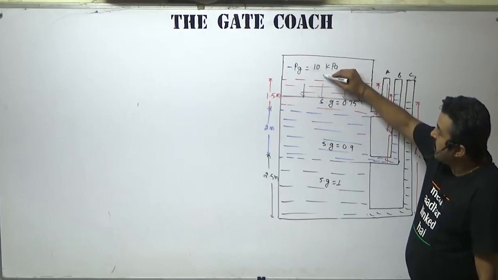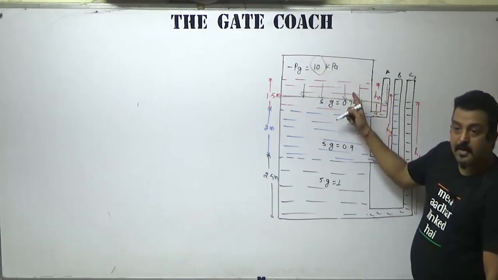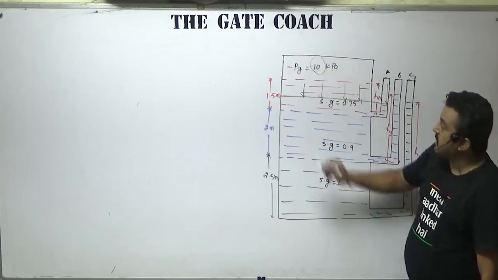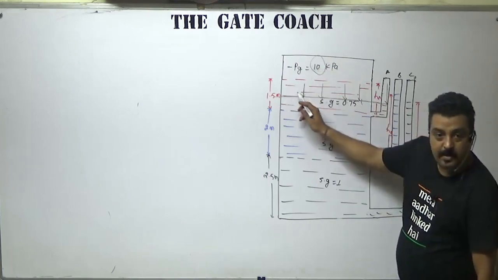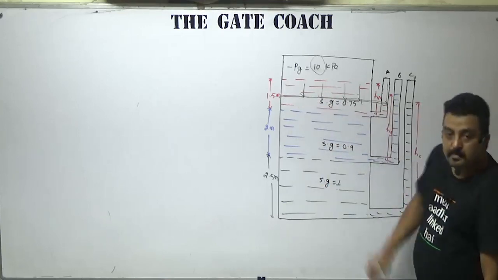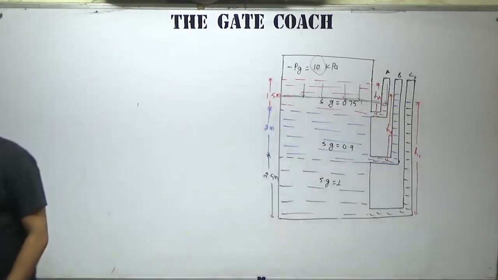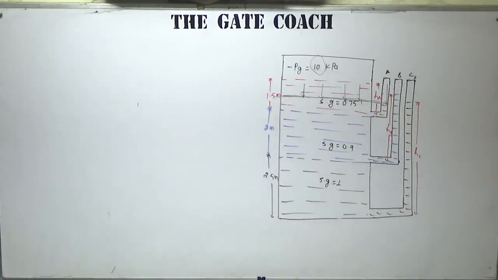That's why first I will calculate how much height is required to create 10 kilopascal of this liquid. Then I simply subtract that height from this liquid. Now I know here it is the atmospheric pressure. Yes. What is HP? 2.117.